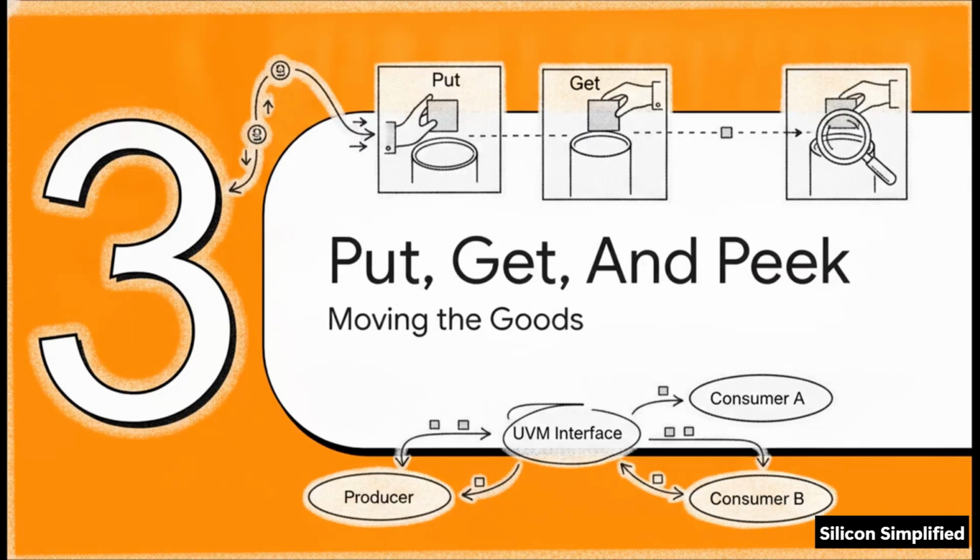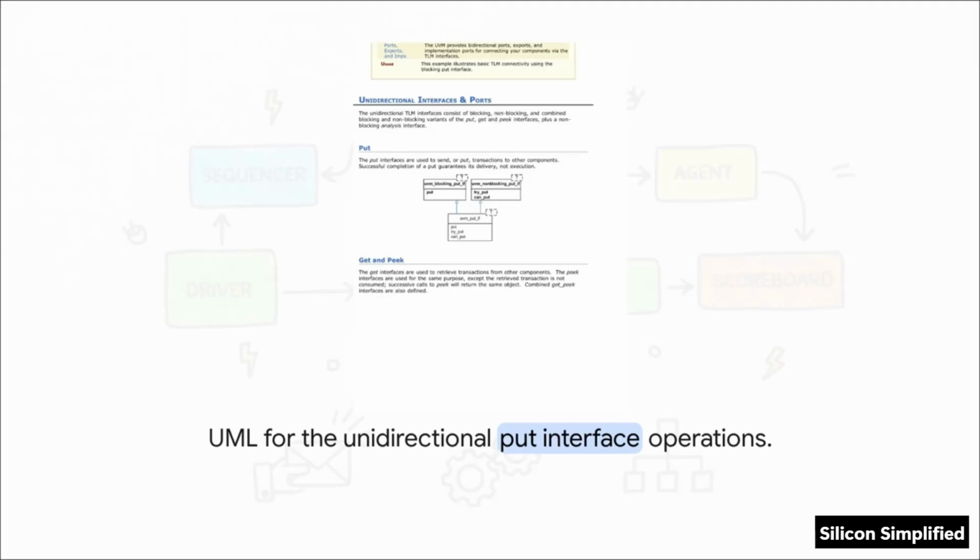That brings us to Section 3, Put, Get, and Peek, Moving the Goods. Now, what's really interesting about this slide is looking at the UML diagram for the unidirectional put interface. The square box typically represents a port on the producer. Here, you can see that the producer initiates the action. It has a transaction ready, and it actively puts it into the consumer. And successful completion of a put operation absolutely guarantees that the transaction was delivered successfully to the target.